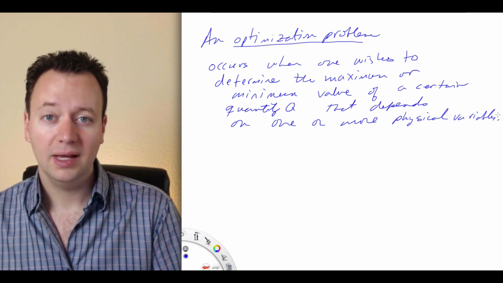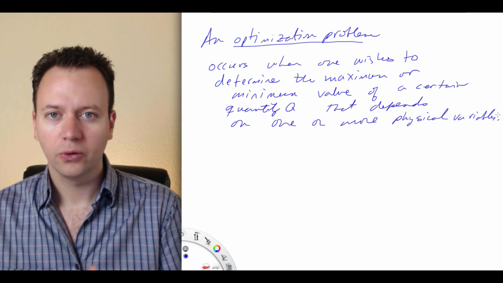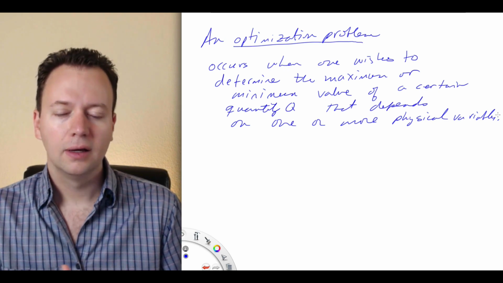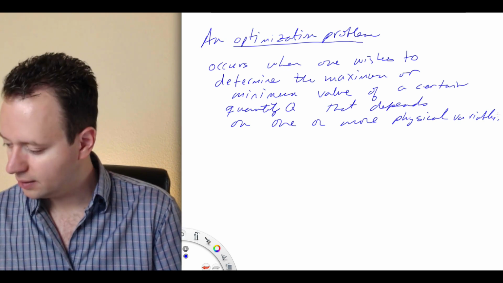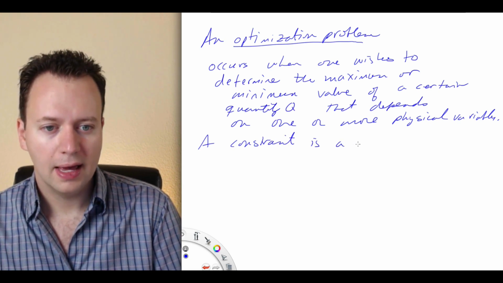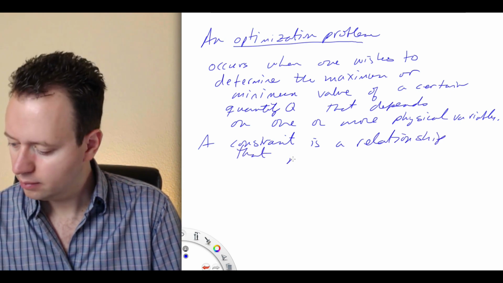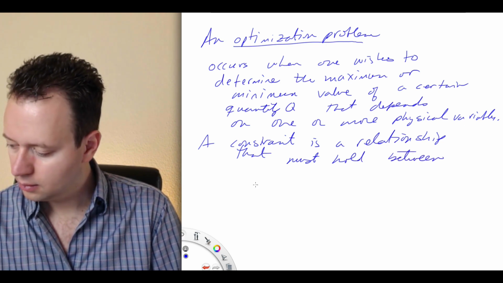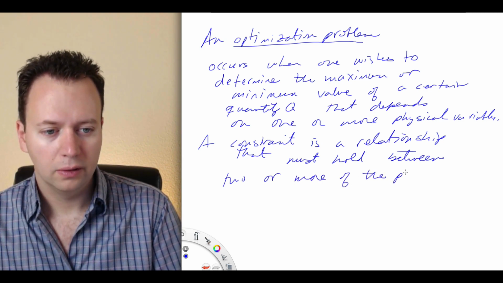And whenever that comes about, we need something to reduce the dimensionality, because so far we've only developed tools for one-dimensional calculus. So without going into three-dimensional calculus, we need something extra that will help narrow down our search. And that something extra is called a constraint. So a constraint is a relationship that must hold between two or more of the physical variables.